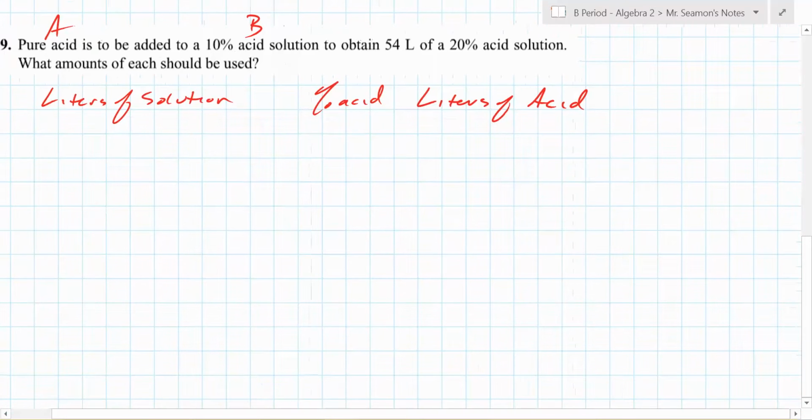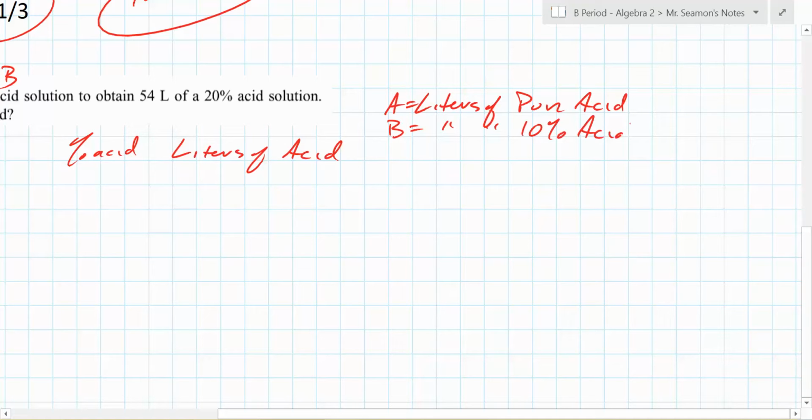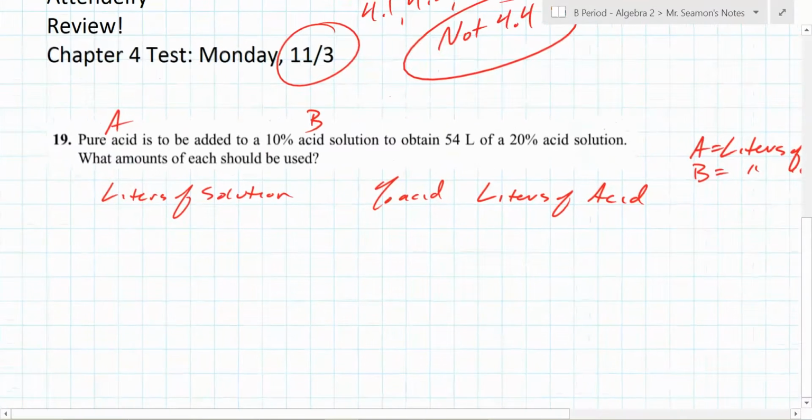So what does A represent? Liters of pure acid. And what is B going to represent? Liters of 10% acid solution. It's not a solution if it's 100%, but I'll write it twice. Okay, so you have A and B here.